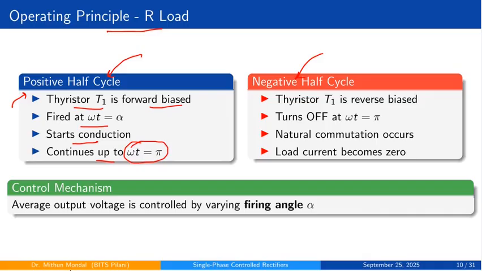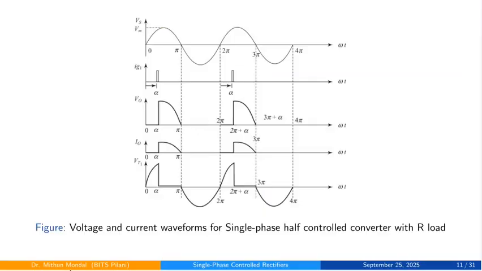In the negative half cycle, the thyristor T1 is reverse biased, so it is turned off at omega t equal to pi. The commutation is natural commutation, and the load current becomes zero because there is no supply now; the thyristor is commutated. As for the control mechanism, the average output voltage is controlled by varying the firing angle alpha. The gate signal we give controls the firing angle alpha and thereby the output voltage. Hence it is known as the controlled rectifier.